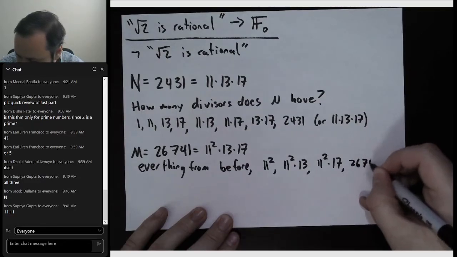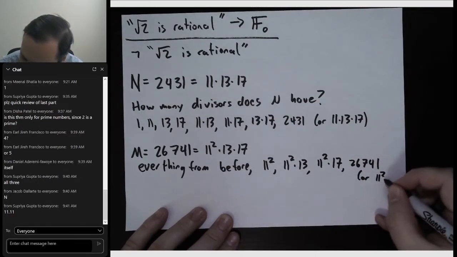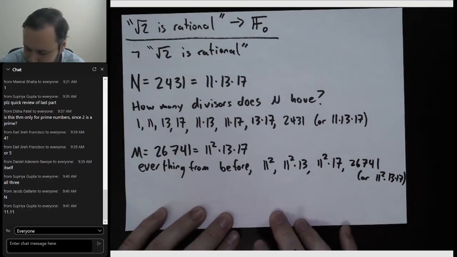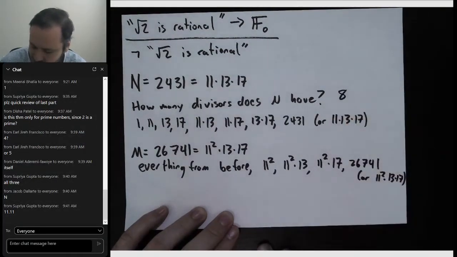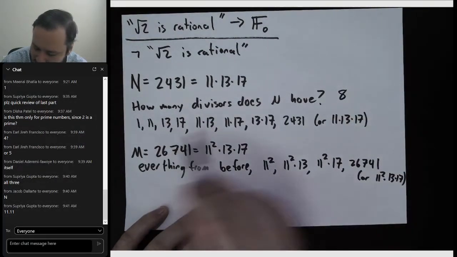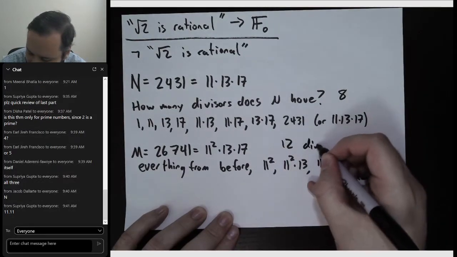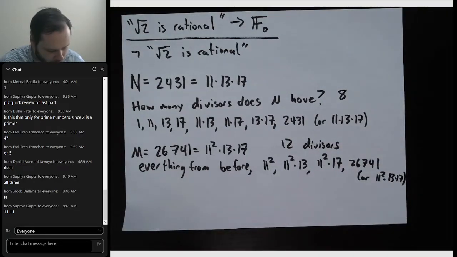26,741. Or 11 squared times 13 times 17. So here I had 8 divisors. Here I had 8, 9, 10, 11, 12 divisors. What's our general rule?